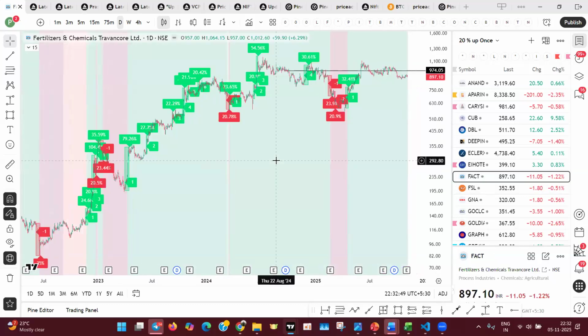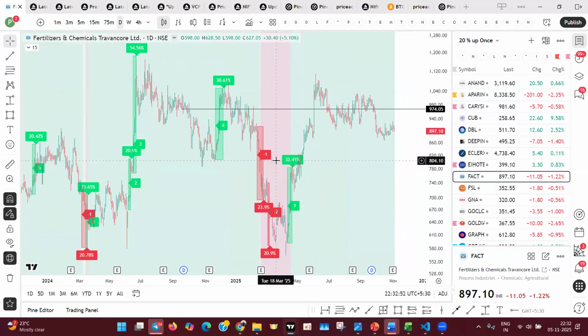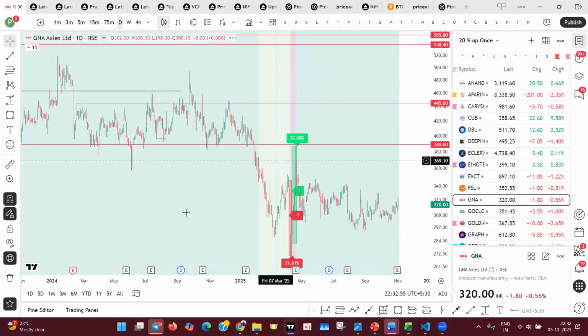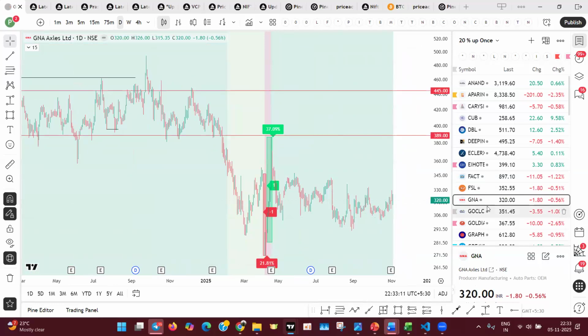If there is no rapid up move, then that means the stocks are not likely to go in momentum because there is nobody interested. So this is a stock, GNA Axles. If it is a good liquid stock, it has already given 37% move. If it starts moving next time, it may go up nicely because it has a good cause getting built here.